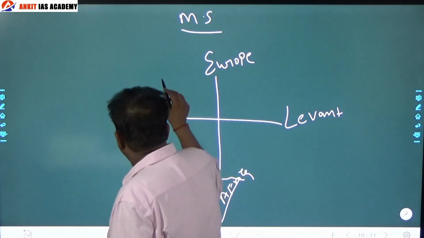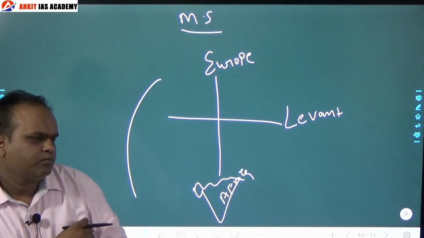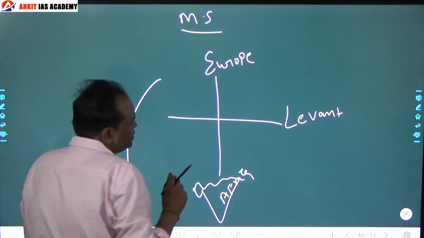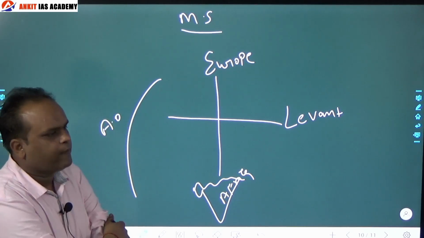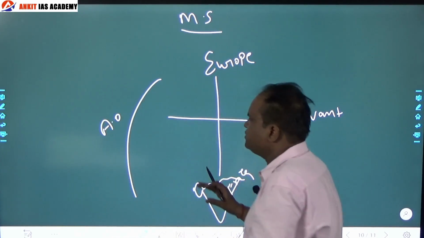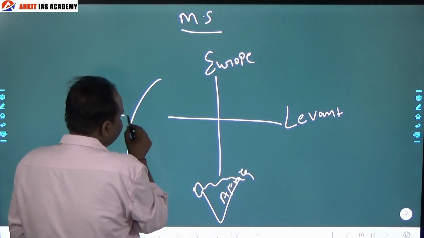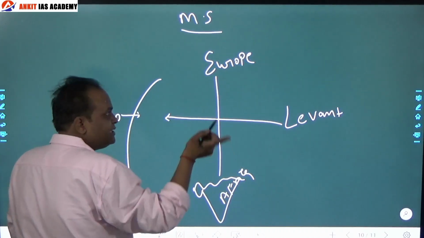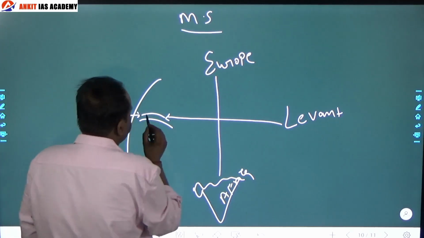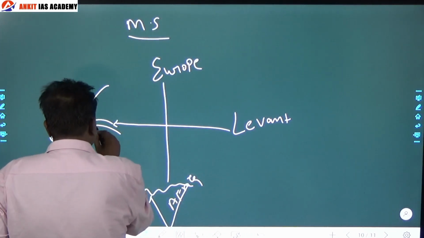And to the western side, Atlantic Ocean. Just remember, this Atlantic Ocean connects with Mediterranean Sea via a strait called Gibraltar.